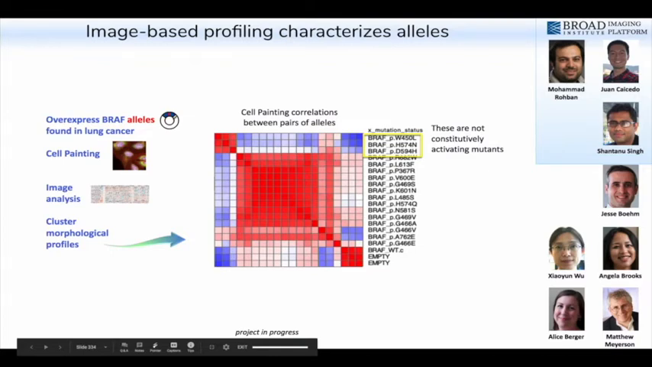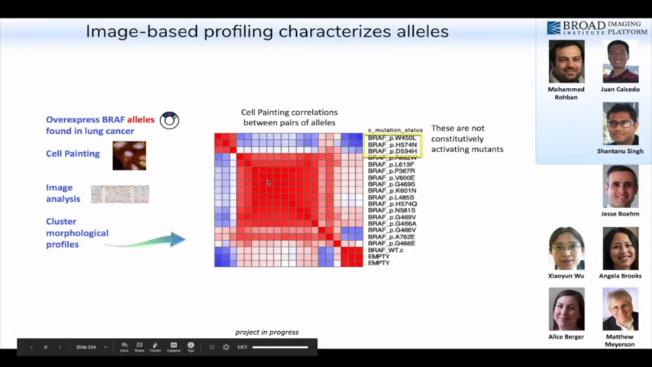So this would be a systematic way to solve that problem by overexpressing the wild type version of the gene along with a bunch of alleles that have been found in cancers, imaging and extracting the data, and then making, again, this kind of correlation matrix. What we see for BRAF, for example, is that the wild type version of the protein is down here with negative control. So in other words, if you overexpress BRAF in this particular cell type under these conditions, the cells don't really care that much. They don't do very much. But if you overexpress a constitutively active version like V600E, you get some other profile, some other morphological change.